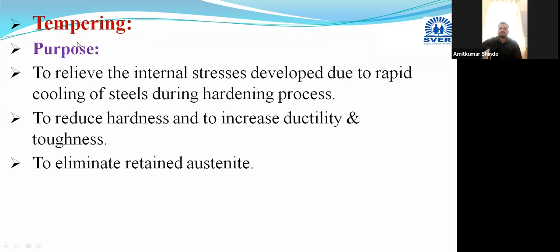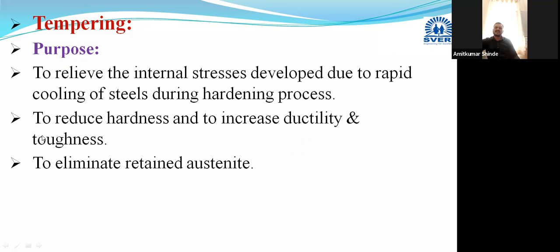Then the second aim of conducting the tempering heat treatment process is to reduce its hardness, and to provide or increase some ductility and toughness. In the hardening heat treatment process, whichever austenite is there, we have transformed that austenite into martensite. That martensite has very high hardness, so to get the hardness along with a little bit of ductility, that hardened component is followed by tempering to eliminate internal stresses, to increase some toughness, and to eliminate the retained austenite.